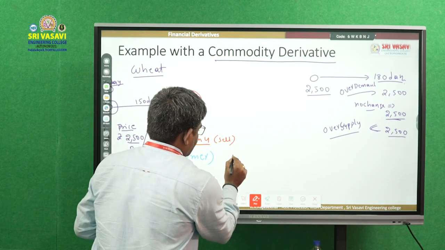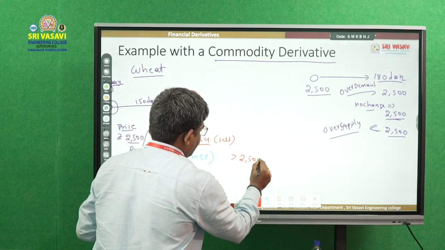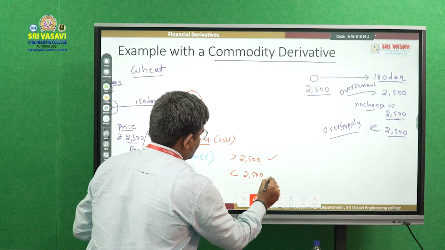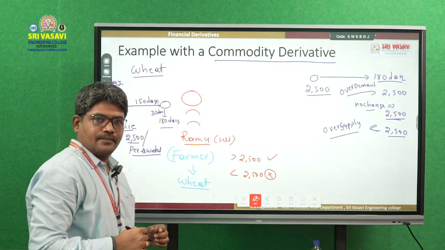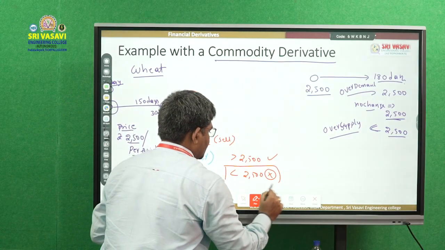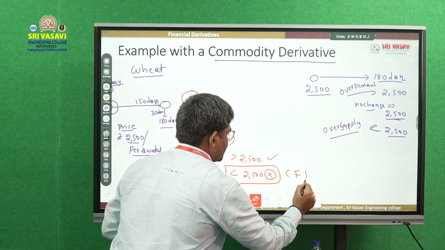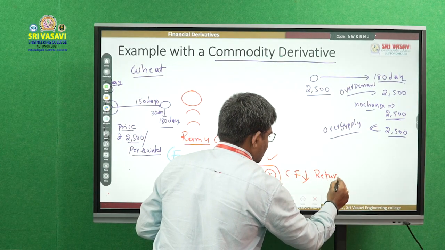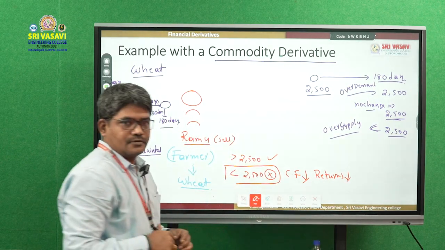If it is greater than 2,500, I'm okay. If it is less than 2,500, I'm not okay. That's a thing you need to understand. What happens if it is less than 2,500? Your cash flows will be reduced. Your returns will be reduced. Now everything is going to be reduced.